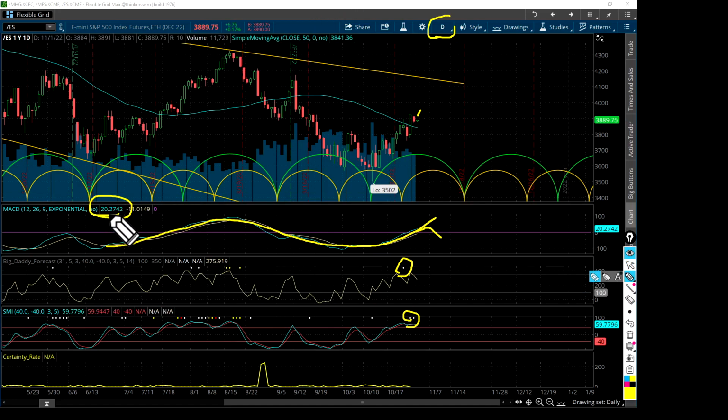I think the MACD will come up to the 60 to 70 area, and I think it'll at least get up into here. So if I had to give it my best guess: chop, chop, chop, and then another leg up. That's what I think is going to happen.